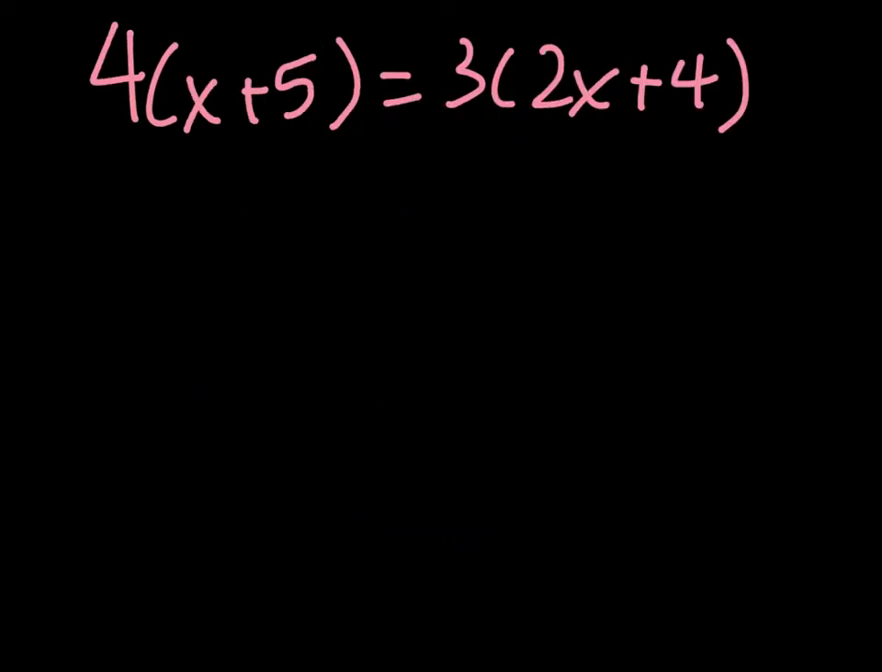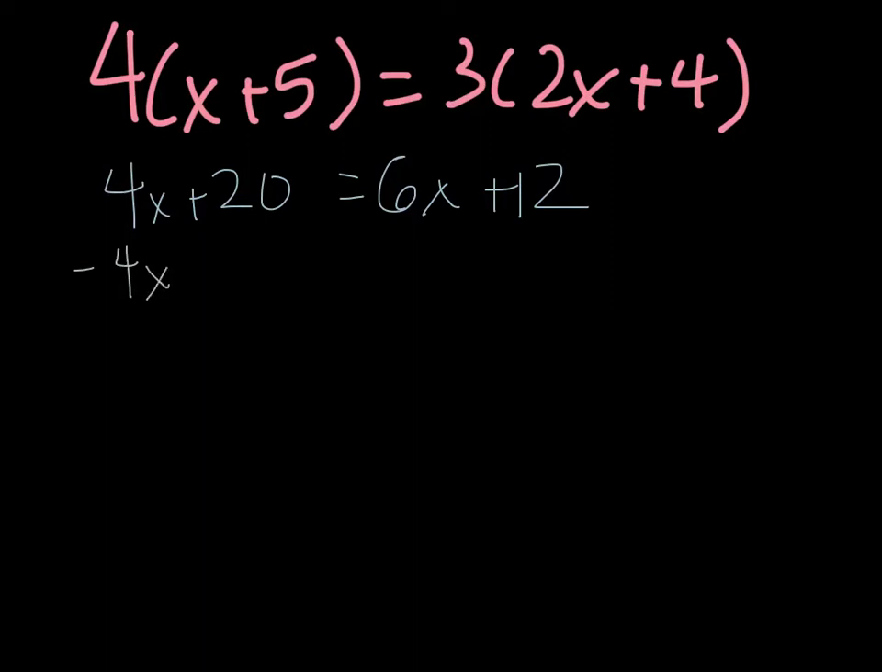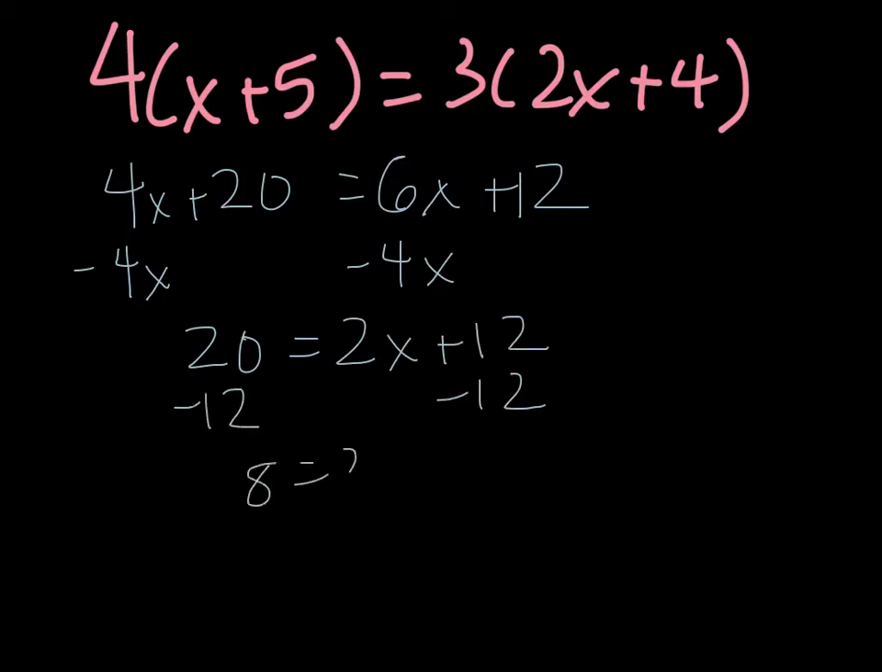Okay, another example, we're going to distribute. So 4x plus 20 equals 6x plus 12. Get my variables all on the same side, so minus 4x. 20 equals 2x plus 12. Subtract 12. 8 equals 2x. Divide by 2, and 4 equals x.